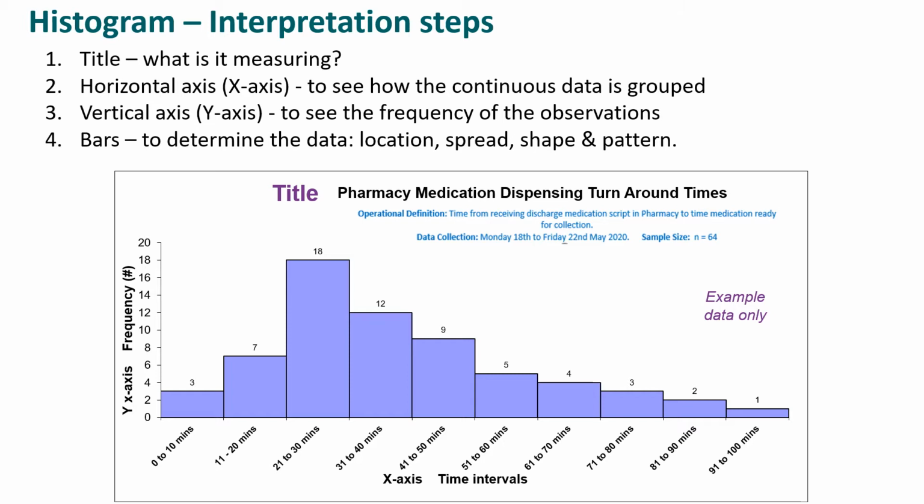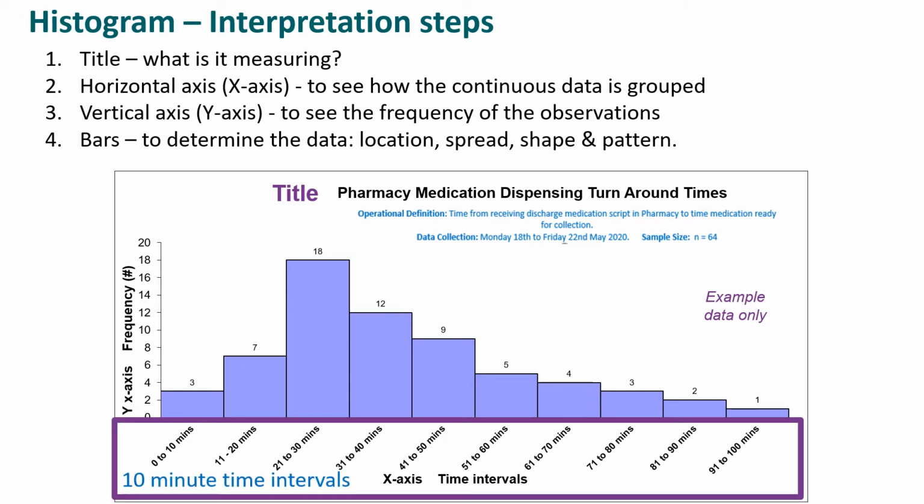The next is to look at the horizontal axis or the x-axis to see how the continuous data has been grouped. In this case, it's in 10-minute time intervals. Then we look at the y-axis to see the frequency of the observations, and then look at the bars. And when you look at the bars, you determine the location, the spread, and the shape and the pattern of the data. And we can see here the most frequently occurring interval from 21 to 30 minutes where we've had 18 cases.